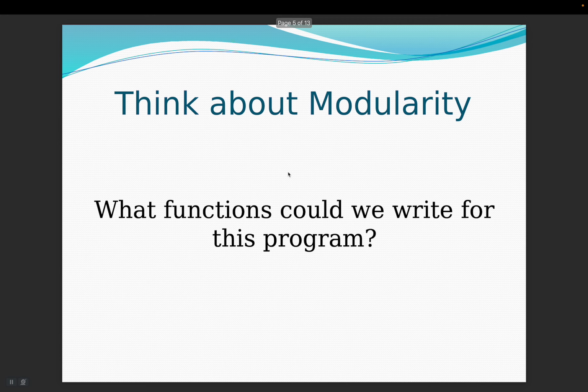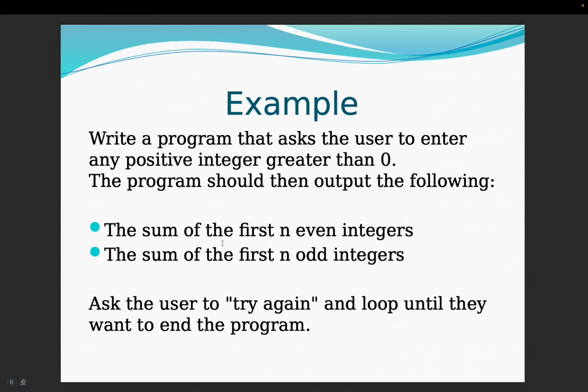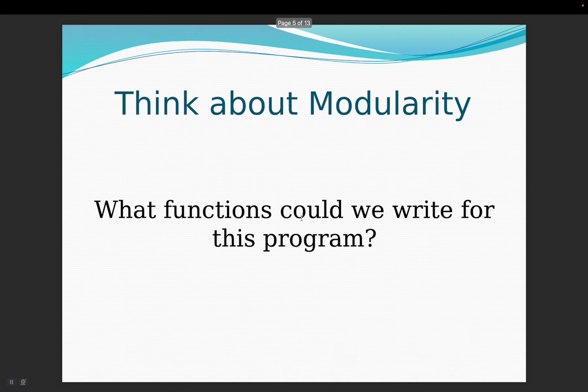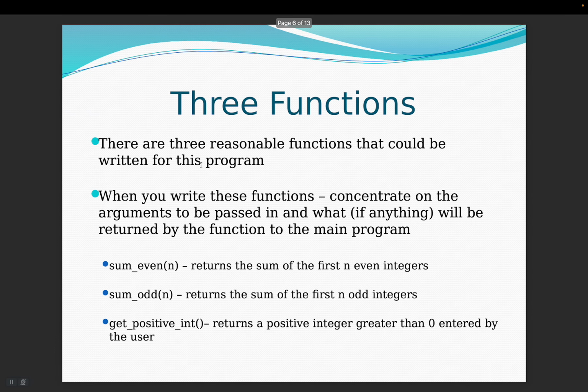So what functions could we write for this program? Pause here and think for yourself. We've got two different things that we want to do here. Perhaps we need two functions. Just think about it. Okay. So three functions. There are three functions reasonable that could be written for this program.